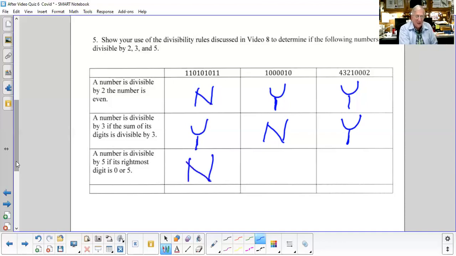How about the second number? Is it divisible by 5? Yes, it ends in a 0. So it is divisible by 5. And look at the last number. Is it divisible by 5? No, it is not. So that is a definite no.